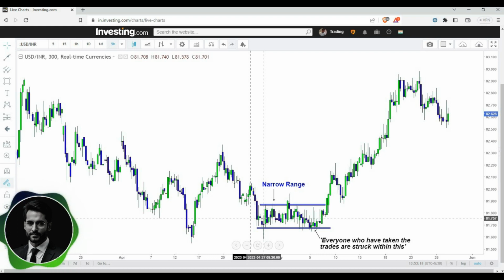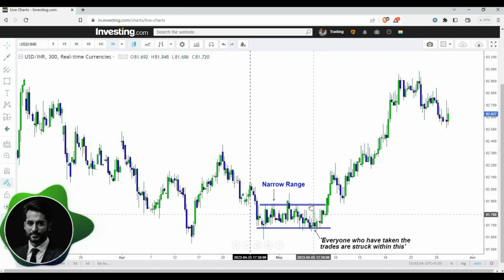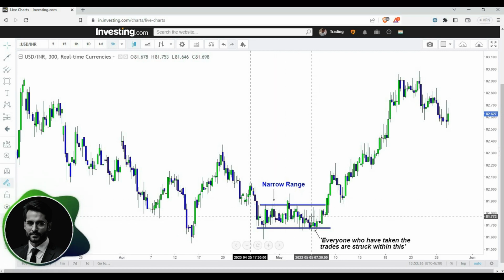All right. Not just you, there are hundreds of traders who are just like this, who may have taken positions exactly at the same spot. They might have followed some indicators, some different trading setup or some different strategy, whatever it is. And everyone who has taken trades is likely to be stuck within this particular narrow range. And that's what makes this range a very powerful trading setup.